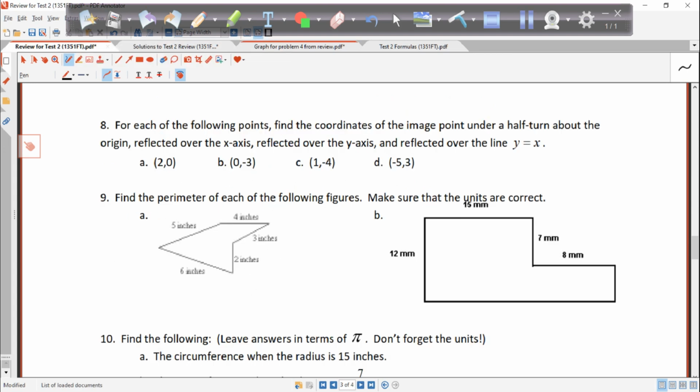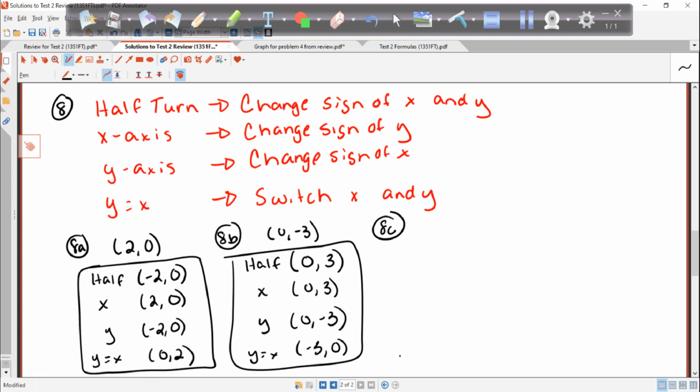Part C, 1, negative 4. Okay, so for the half turn, we're going to change the sign of both, so it'll become negative 1, positive 4. To reflect over the x-axis, we change the sign of y, so it's 1, 4. To reflect over the y-axis, we change the x. And to reflect over y equals x, we switch the order.